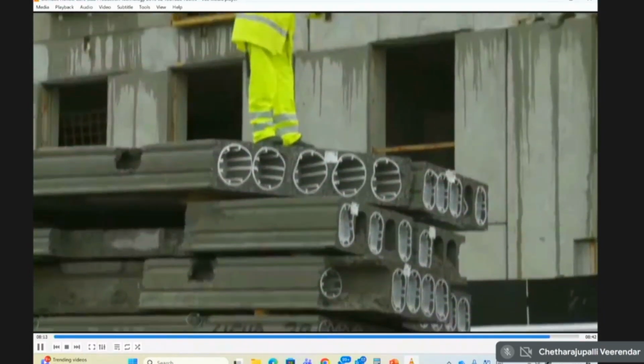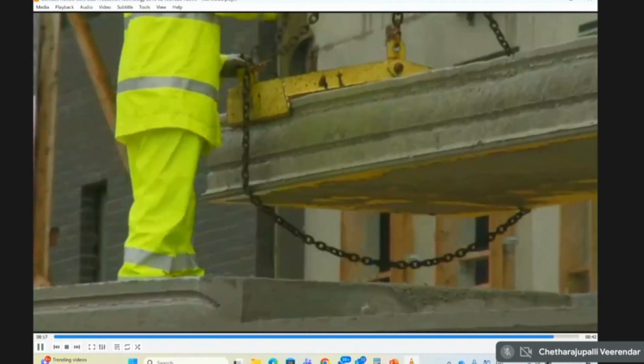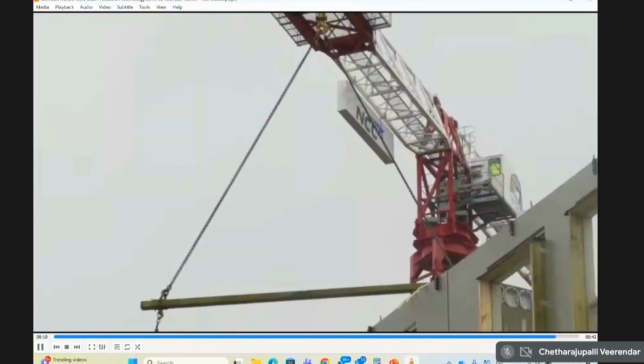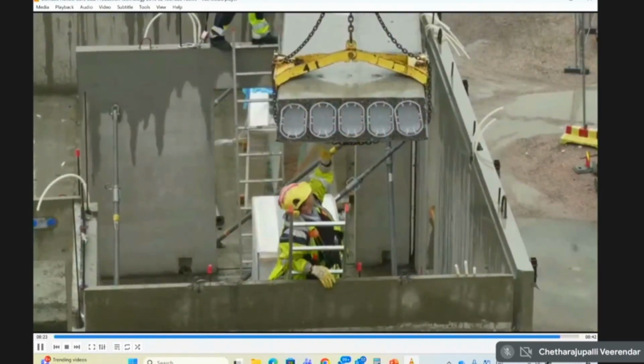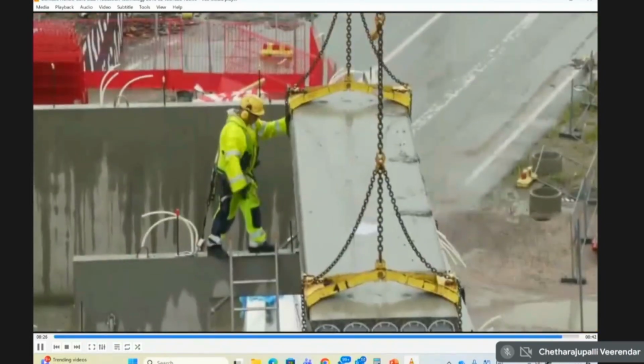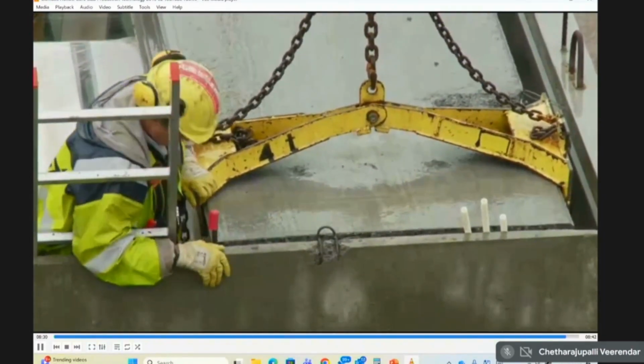Construction site. Construction site has got a tower crane. Tower crane lifts the slab and then places it onto the slab area, either on the beam or the wall slab. Here is the residential segment, so it is wall frame. If it was a commercial building, it would have been column and beam.